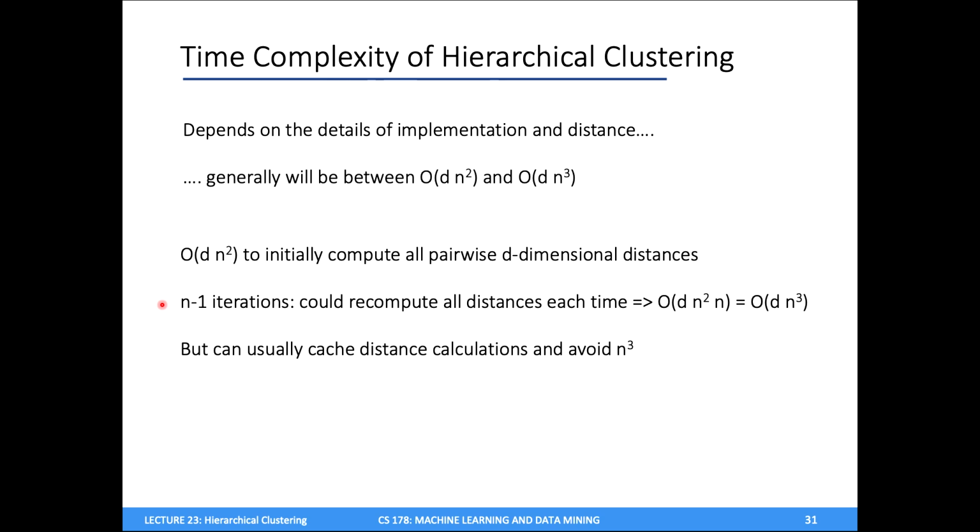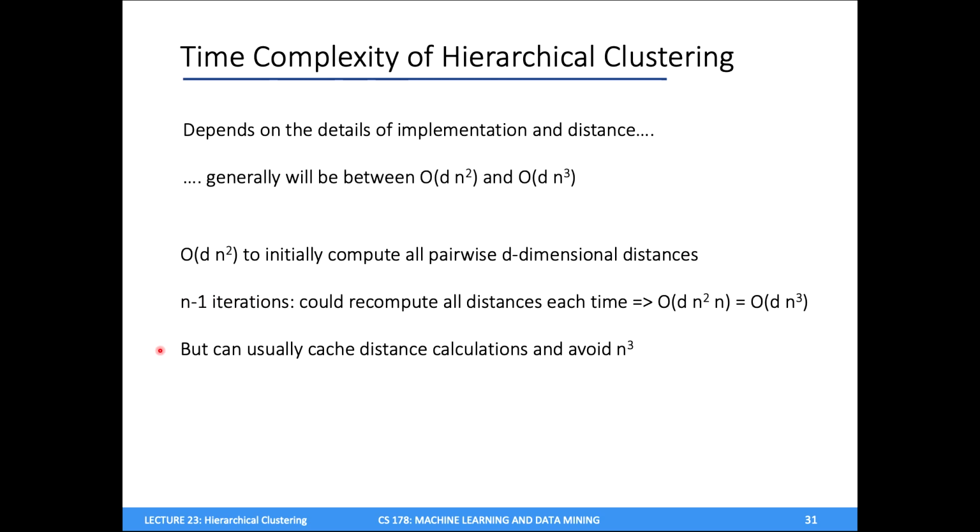We need to do this for n minus 1 iterations, because, well, if we do n minus 1 iterations, we'll have just a single cluster at the end of the day, because we reduce the number of clusters in our data set by 1 at every step. So all in all, we'll get on the order of d times n cubed operations here. So it's d n squared for n iterations.